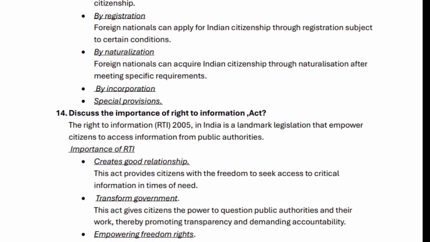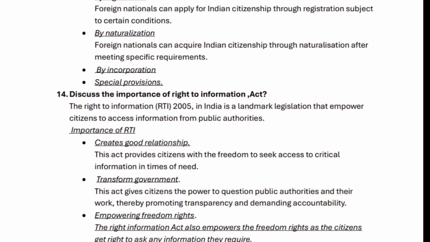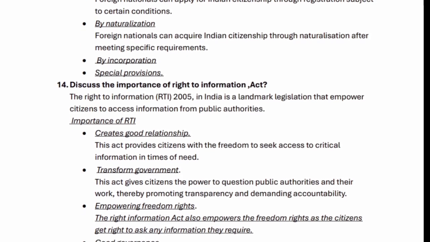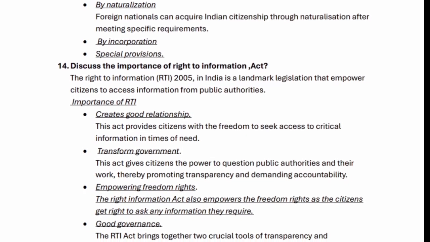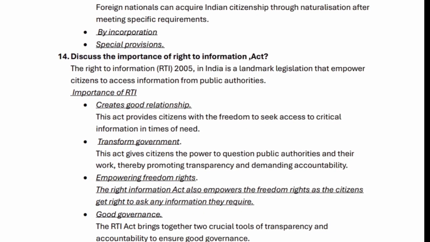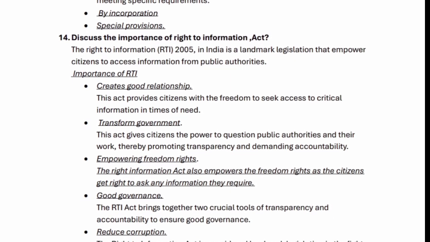14. Discuss the importance of the Right to Information Act. The Right to Information (RTI) Act 2005 in India is a landmark legislation that empowers citizens to access information from public authorities. Importance of RTI: creates good relationship. This act provides citizens with the freedom to seek access to critical information in times of need. Transform government: this act gives citizens the power to question public authorities and their work, thereby promoting transparency and demanding accountability.